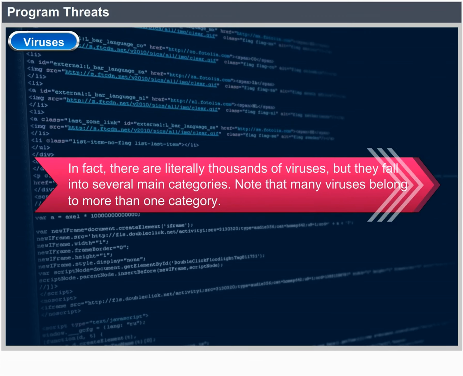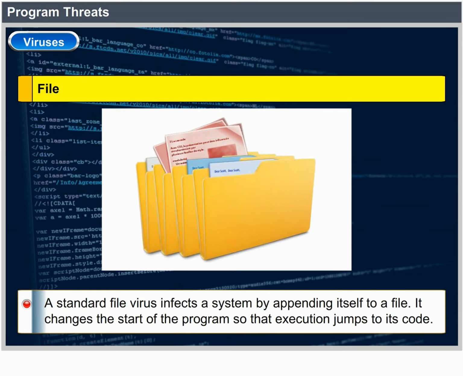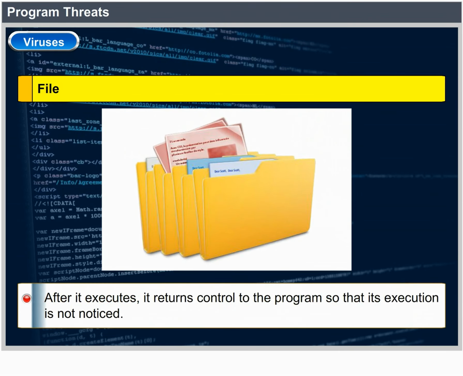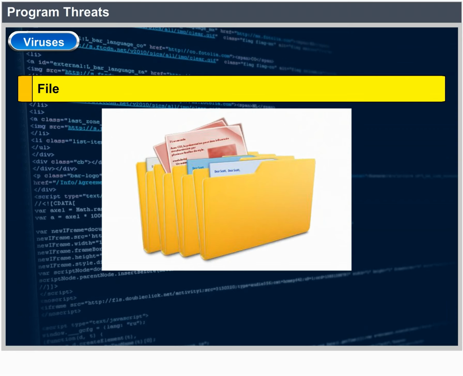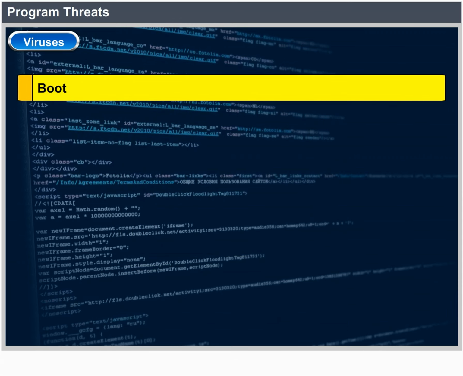File. A standard file virus infects a system by appending itself to a file. It changes the start of the program so that execution jumps to its code. After it executes, it returns control to the program so that its execution is not noticed. File viruses are sometimes known as parasitic viruses as they leave no full files behind and leave the host program still functional.